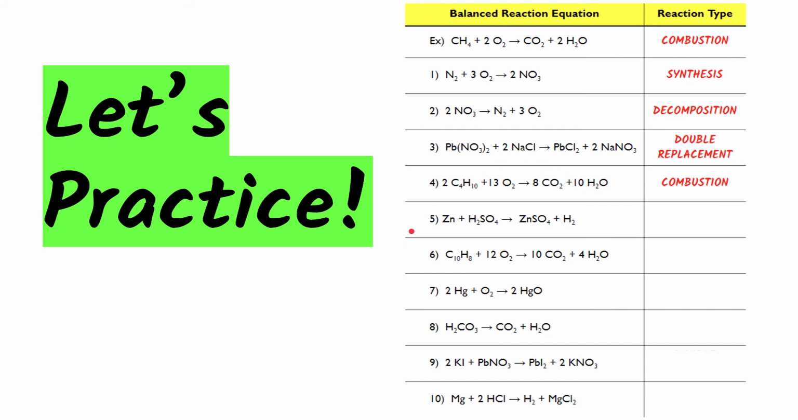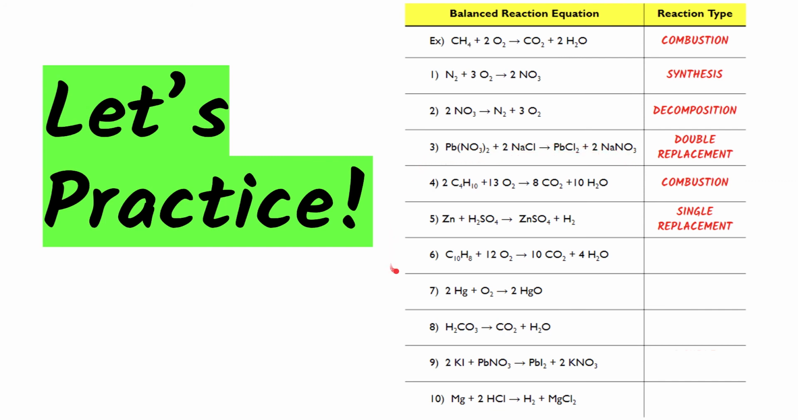Question number 5, zinc, Zn, plus H2SO4 reacts to form ZnSO4 plus H2. So I have zinc starting off by itself, not bonded to anything, and hydrogen ending up by itself, just bonded to itself. So hydrogen and zinc are swapping places. This is going to be a single replacement reaction. Notice how it's different from number 3, the double replacement reaction, because zinc is not bonded to any other element, and neither is hydrogen, whereas in the double replacement reaction, there's always another element being bonded together.